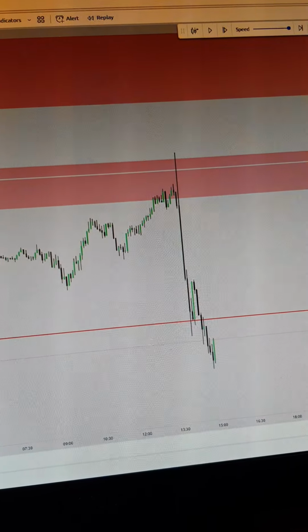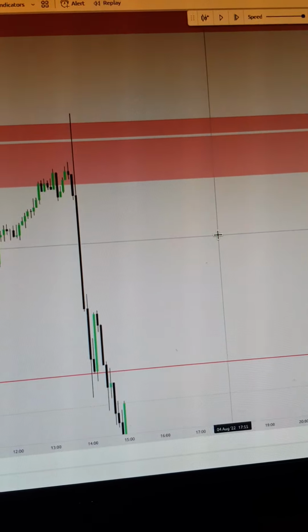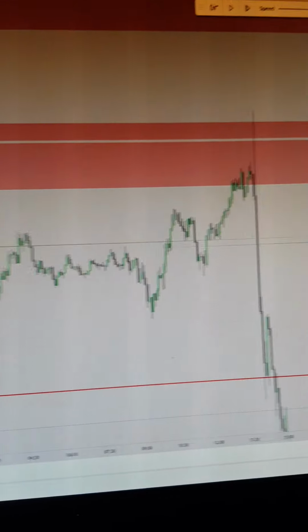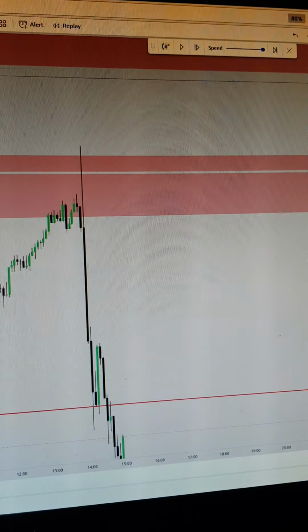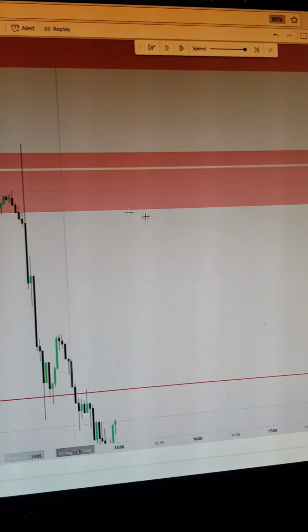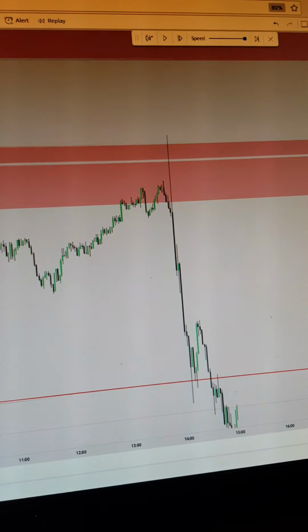Now this is where the magic happened. This was the interest rates. If you go to M2, let's go to M2. You see what happened.